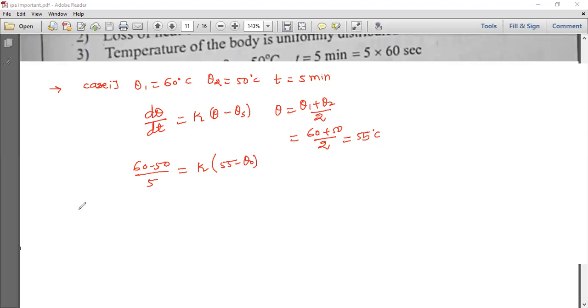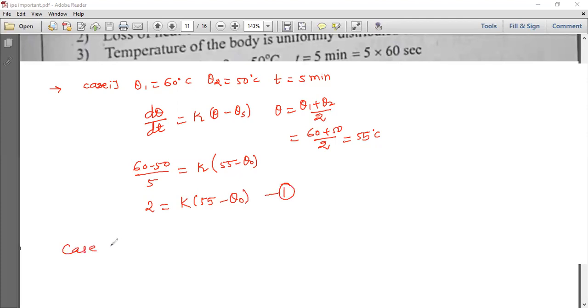So this is how much? This is 10 by 5, which means dθ/dt = 2. So 2 is equal to k into (55 minus θ naught). Call this equation number 1.